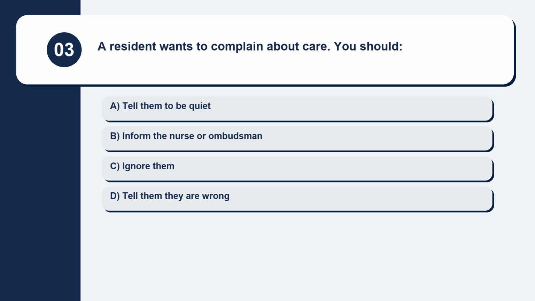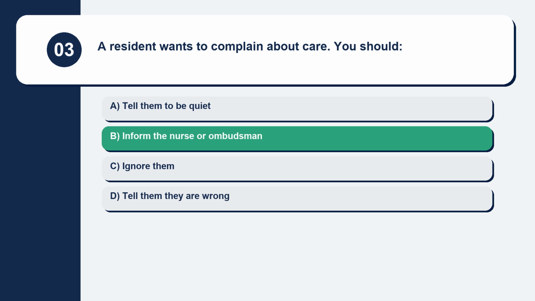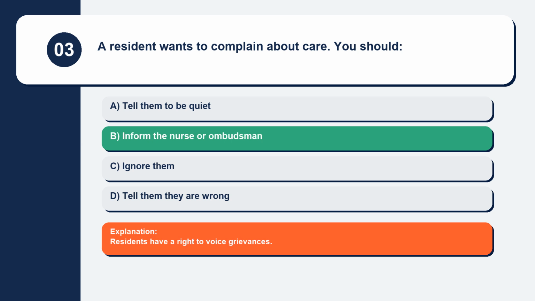Question 3. A resident wants to complain about care. You should: tell them to be quiet, inform the nurse or ombudsman, ignore them, or tell them they are wrong. Residents have a right to voice grievances.